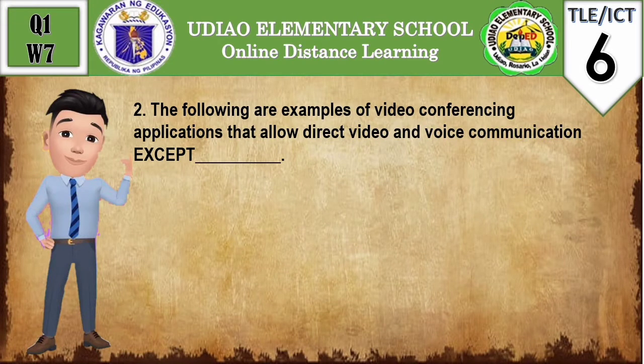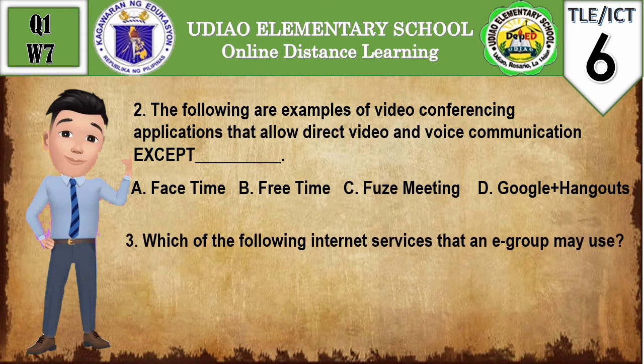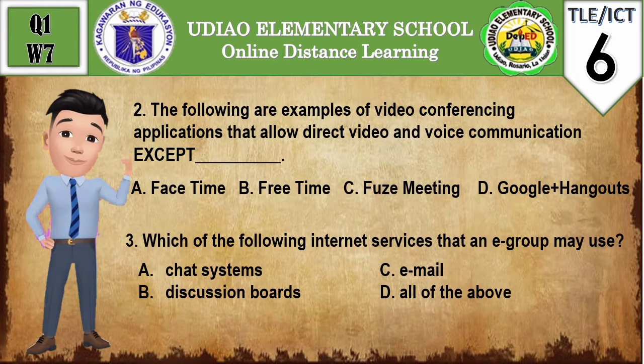Number 2. The following are examples of video conferencing applications that allow direct video and voice communication except blank. A. FaceTime. B. FreeTime. C. Fuse Meeting. D. Google Plus Hangouts. Number 3. Which of the following internet services may an e-group use? A. Chat systems. B. Discussion boards. C. Email. D. All of the above.